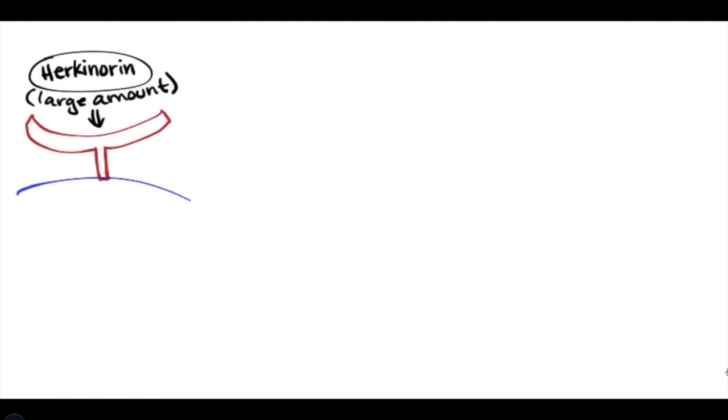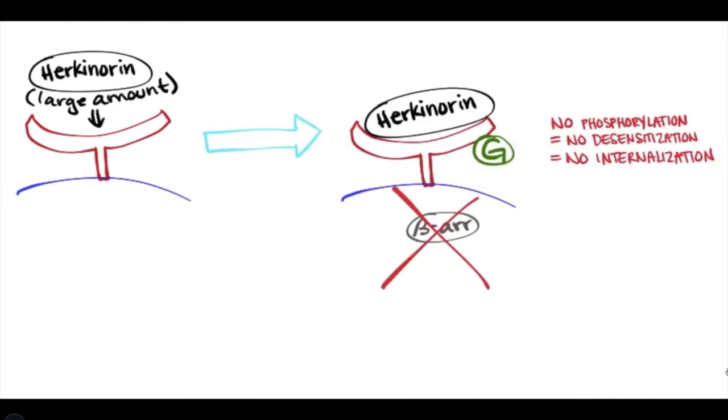Herkinorin is also able to activate mu-opioid receptors without recruiting beta-arrestin proteins to the membrane. As such, this ligand does not cause significant internalization of the receptor. Overexpressing GRK in cells stimulated by morphine actually promotes mu-opioid receptor internalization over morphine's normal PKC pathway, whereas herkinorin is unaffected by increased GRK concentrations and still does not induce receptor internalization.